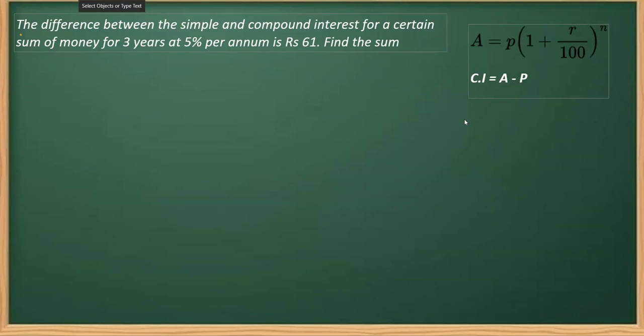Here in this question, it says that the difference between the simple interest and the compound interest for a certain sum of money for 3 years at the rate of 5% per annum is rupees 61, and we have to find the sum. So we know that for a year more than one, like it's 3 years, right?